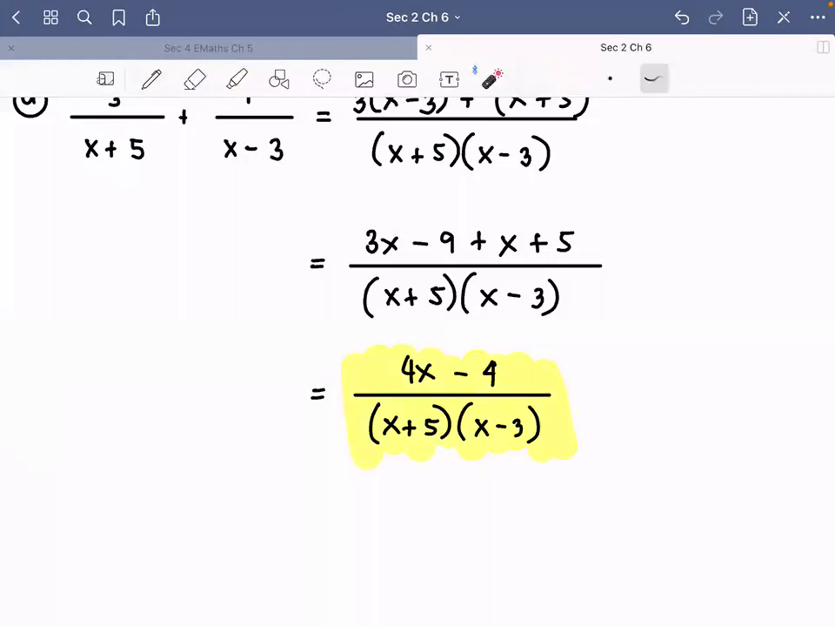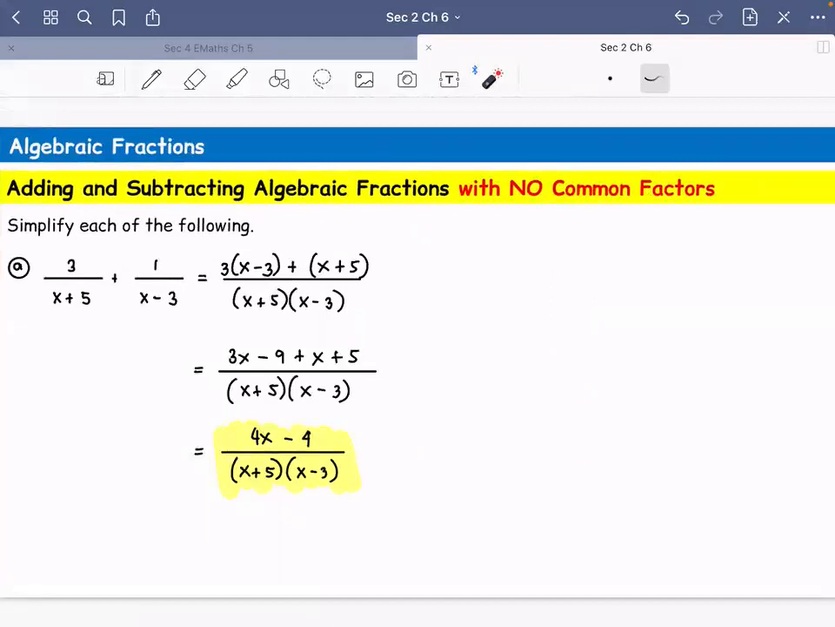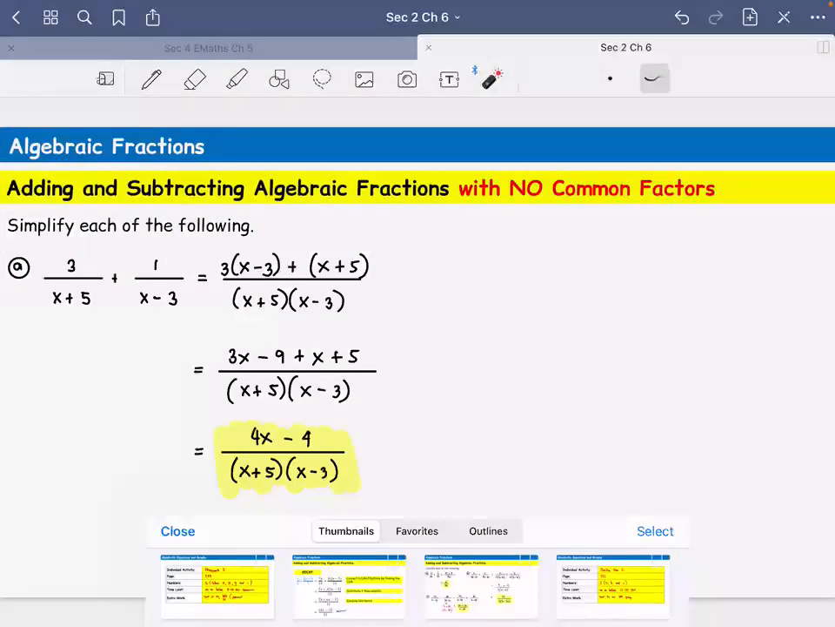Again, you don't have to simplify your denominator. You don't have to multiply this as x squared, let's say plus 2x minus 15. You don't have to do this. Okay, this one is enough. So that's why your answer here is 4x minus 4 over x plus 5 times x minus 3. Okay, so do you have any question, class, for letter A? No question? Okay, so let's have letter B.